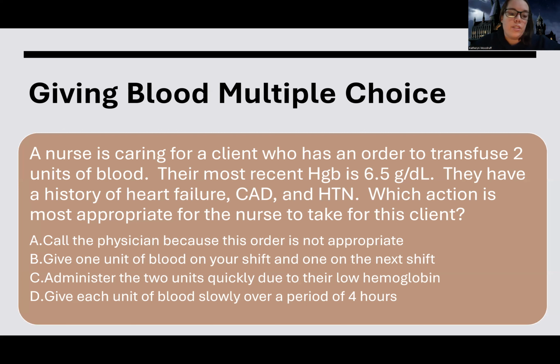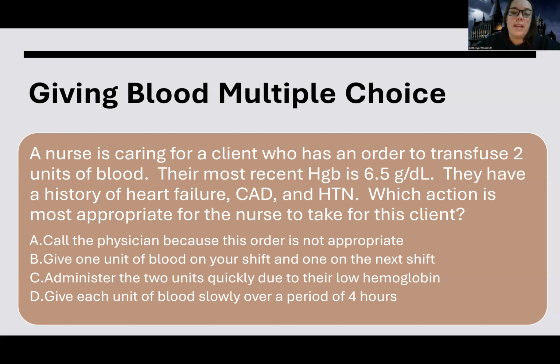So the first is call the physician because the order's not appropriate. For that, it would have to be like, if I did this, it would cause harm. Looking at this, their hemoglobin is 6.5. To get 2 units for a hemoglobin of 6.5 sounds pretty appropriate, and I don't see anything that's contraindicated here or not appropriate. The next one is give 1 unit of blood in your shift and 1 on the next shift.